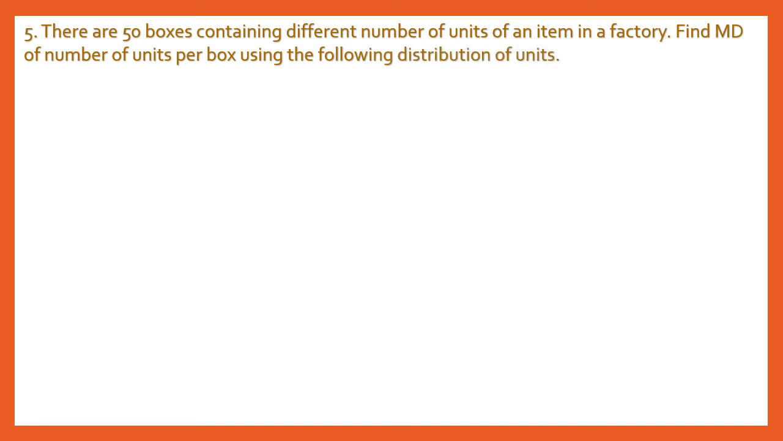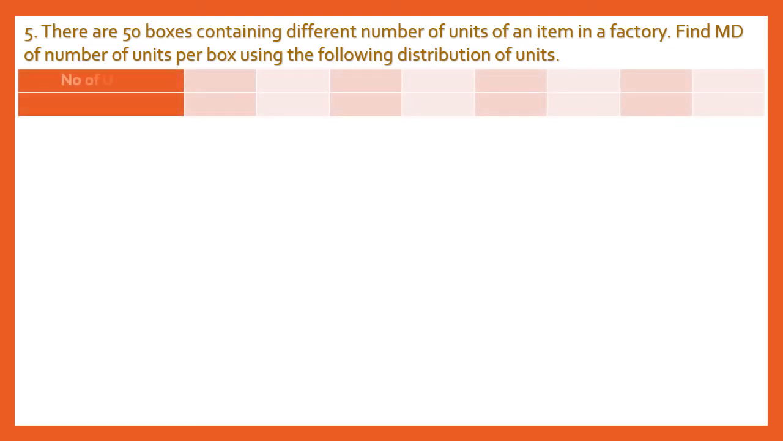Now let me clarify two things. First of all, there is only mean deviation here, no coefficient. Second thing, there are boxes and there are units. But in the question, the MD of the number of units is to be calculated, so our answer will be in units and not in boxes. In the textbook, the solution is given as boxes, but that's a wrong solution. The correct solution is in units. Okay, so units, keep that in mind.